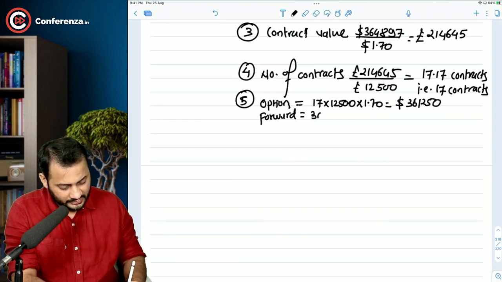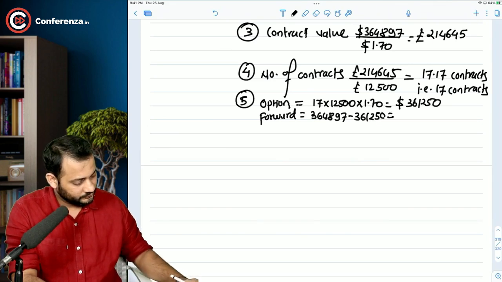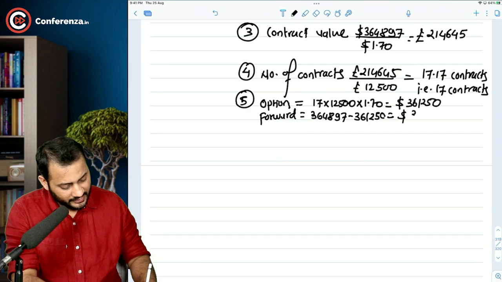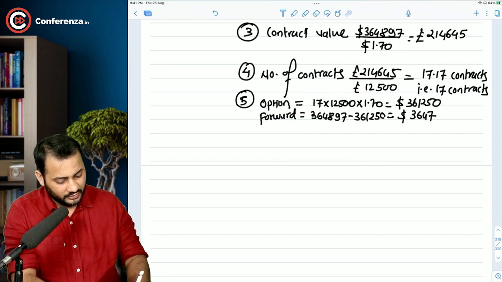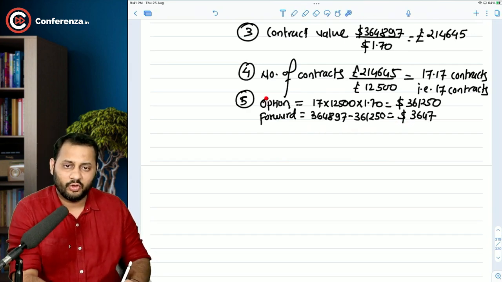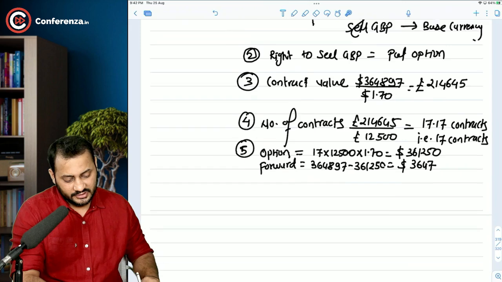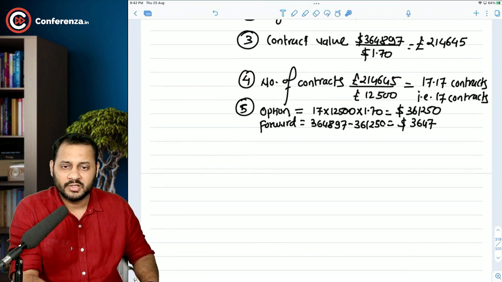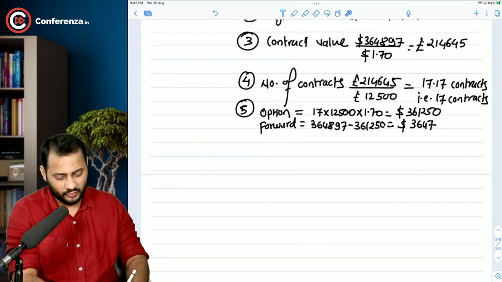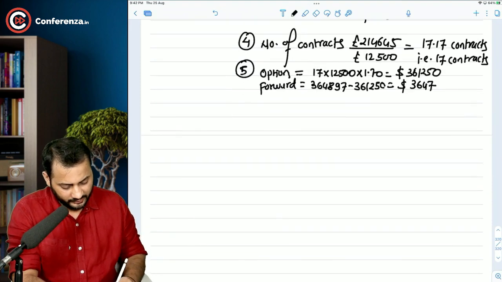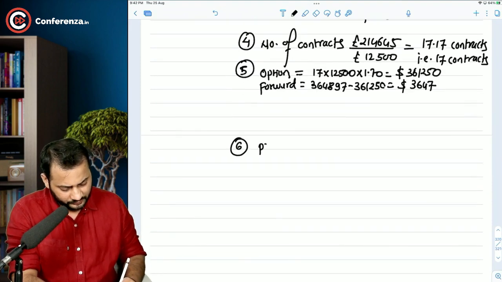How much? 364,897 minus what has been covered under option, 361,250. It means we will be buying $3,647 under forward. So all the calculations will be done under option contract itself. Step by step we are moving, okay? So this is what we are doing. Now the premium, time to make the premium payment. 6. Premium.